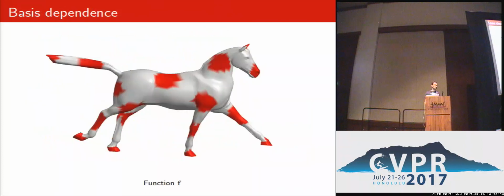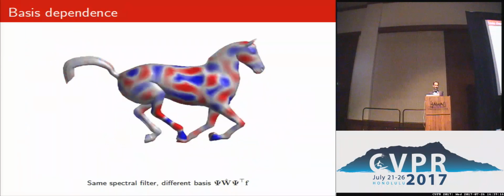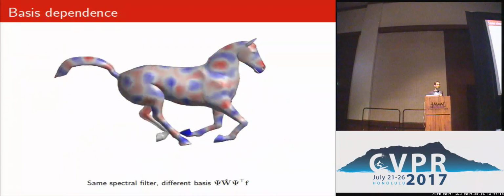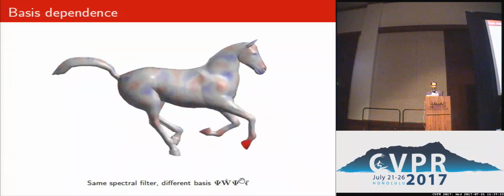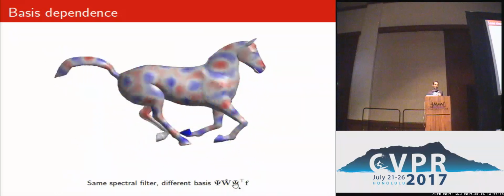Okay, so to give you an illustration of this problem, this is a function that is given on a horse. Okay, so some blobs. I design a filter that does some kind of edge detection. I compute it in the Fourier basis of this horse, phi. Now let's start deforming the horse, and we'll be using exactly the same filter on exactly the same function. You see that the result is totally different. And the reason is that the basis is unstable. Each deformation of the horse will have a new basis that is not necessarily consistent with the basis of the original shape.